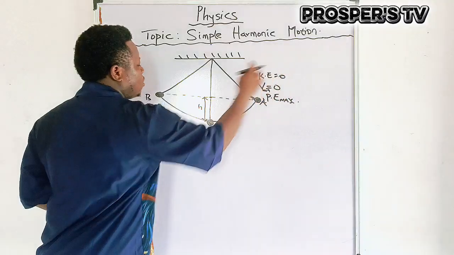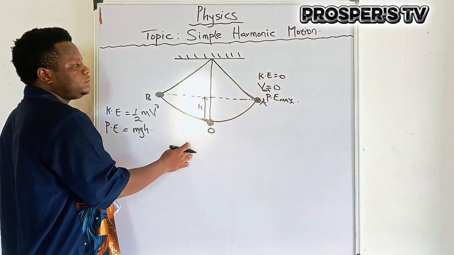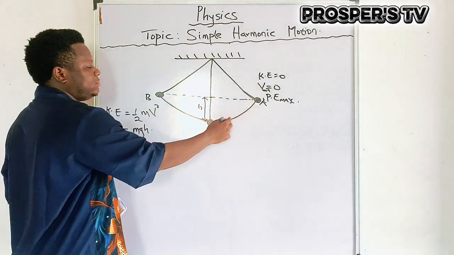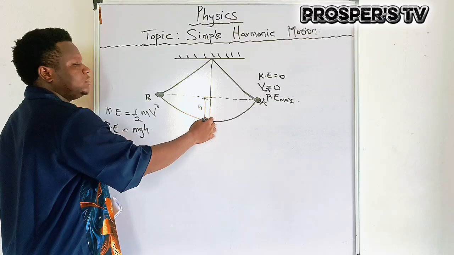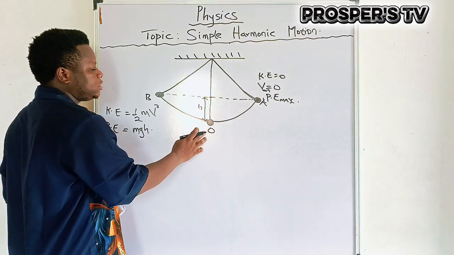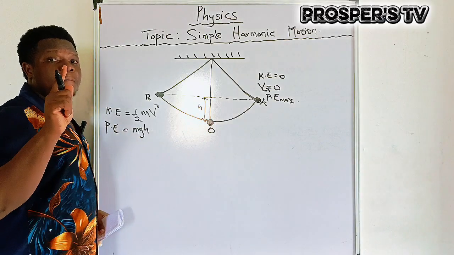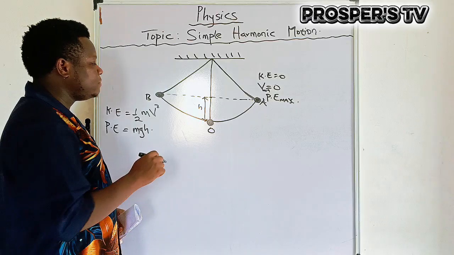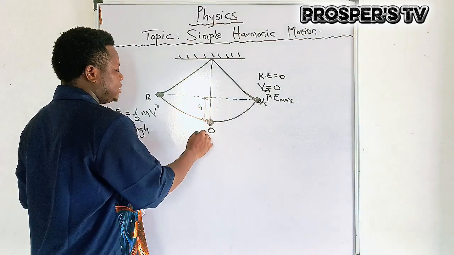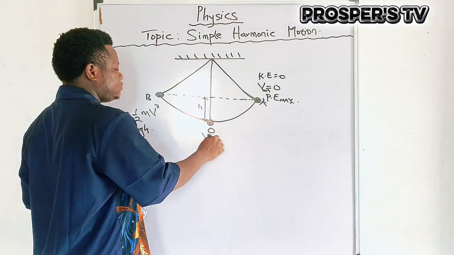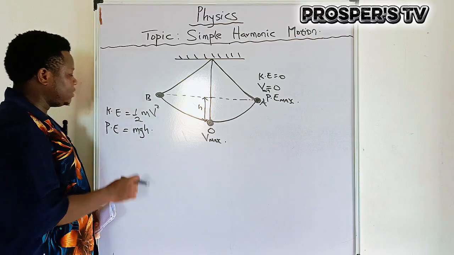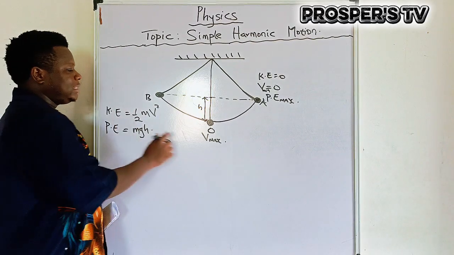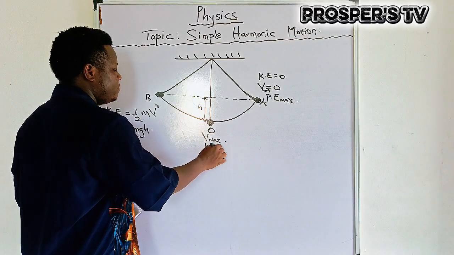Now, the opposite occurs at the equilibrium position. By the time the particle falls back to the equilibrium position, that is where you have your maximum velocity. So at this point, velocity is maximum. And if velocity is maximum, it therefore means that kinetic energy would also be maximum.